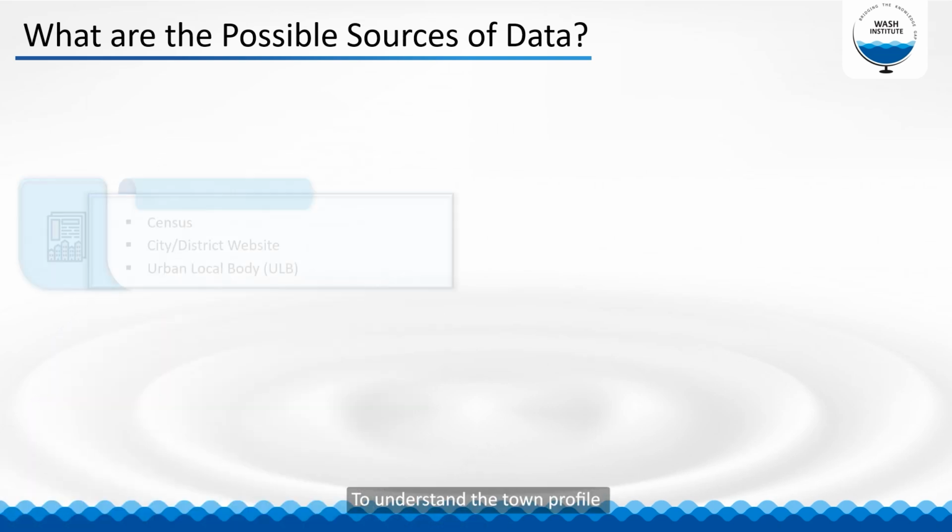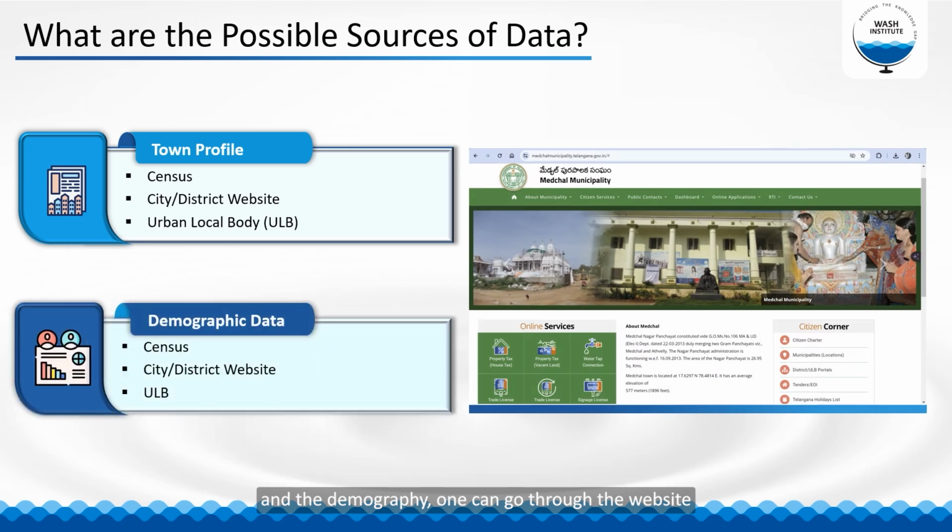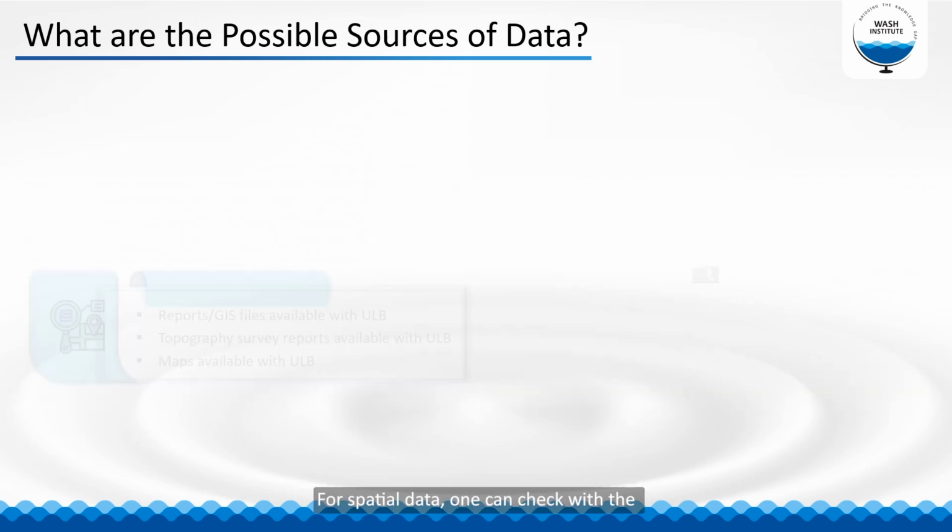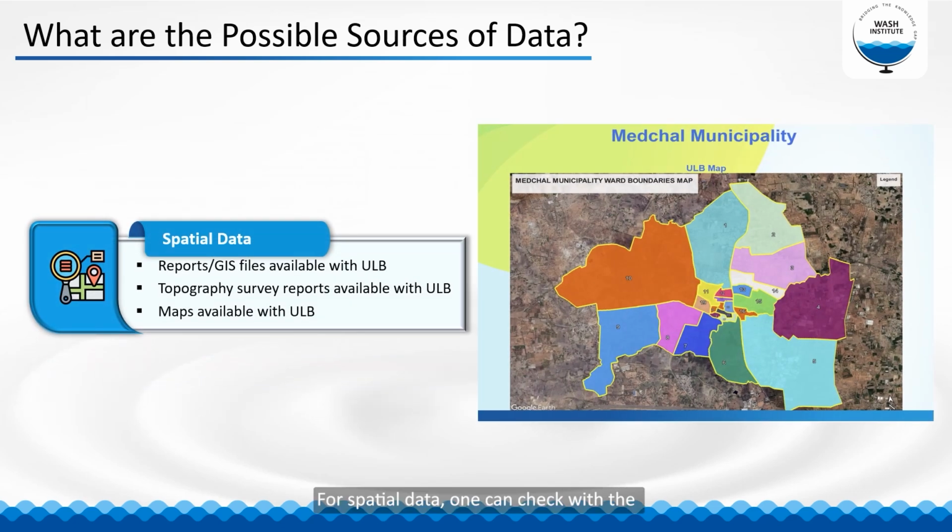Various sources can be explored to get the data for the subheads discussed. To understand the town profile and the demography, one can go through the website of the town or district and look for the information in the census. For spatial data, one can check with the urban local bodies if they have any maps or geographic information system files available with them. One can also check if there were any topography surveys done in the recent past.